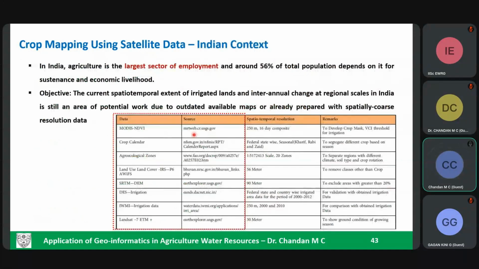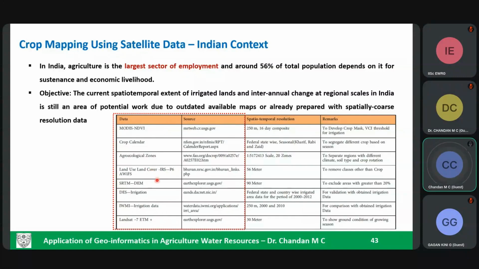Further, if you see the Indian context, as you already know, India is the largest producer of agriculture products, and around 56% of the population depends on agriculture for its livelihood. And currently we have a lot of data sources which are openly available. For example, we have MODIS at 250 meters, 500 meters to 1 kilometer resolution, which can give you a fair idea of NDVI for a regional and national scale.